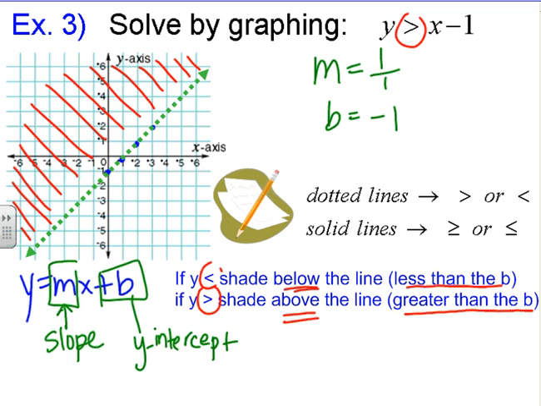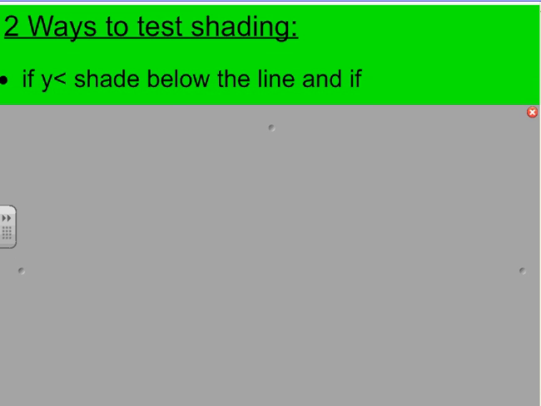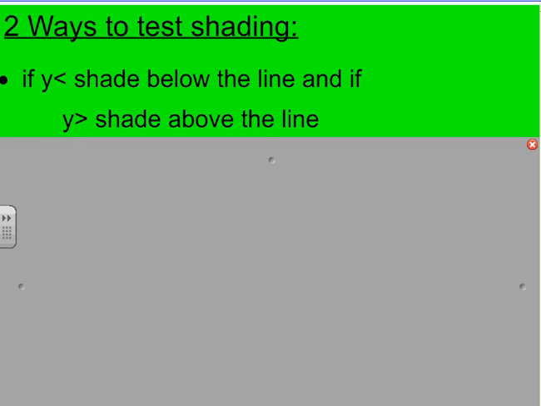So let's talk about shading a little bit more. There are two ways to test shading, and one is the one I just talked about. If you have less than, shade below the line, and if you have greater than, shade above the line. And what I mean by below the line or above the line is in reference to the y-intercept. Look at the y-intercept and decide from there exactly what's happening.